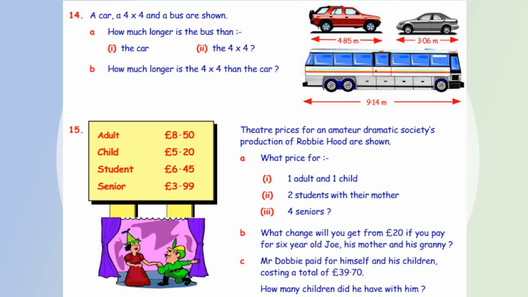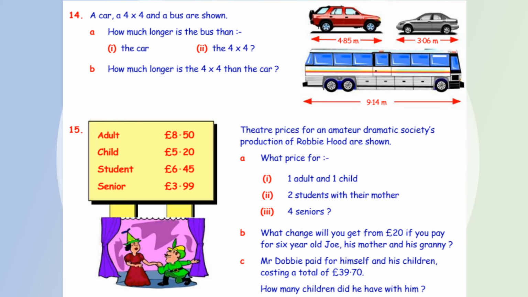C is more complicated. So Mr. Dobby pays for himself and his children, and the total cost is £39.70. However, what we're trying to work out is how many children he has. So what you have to start with is an adult ticket, and then you are going to have to do some division to work out how many children he has. Now, I reckon it should be fairly straightforward.